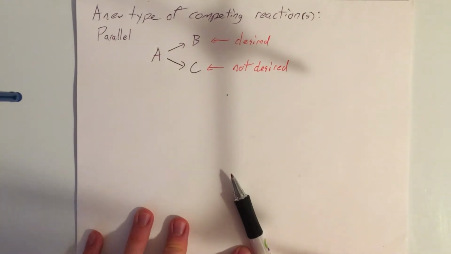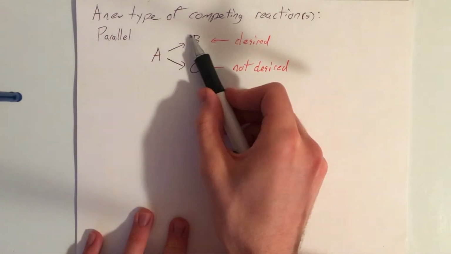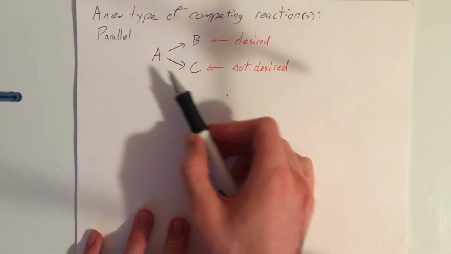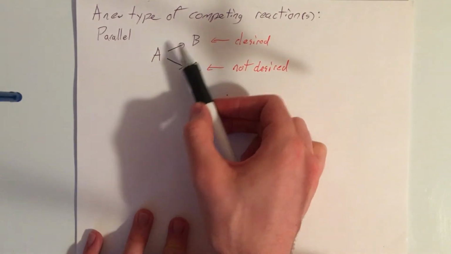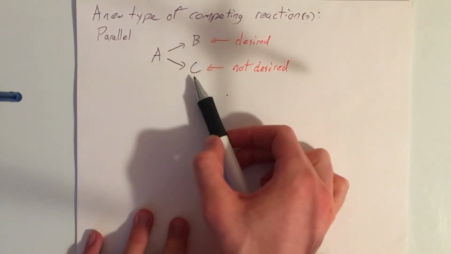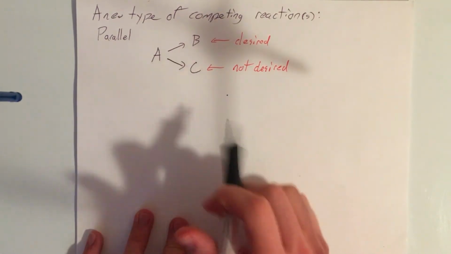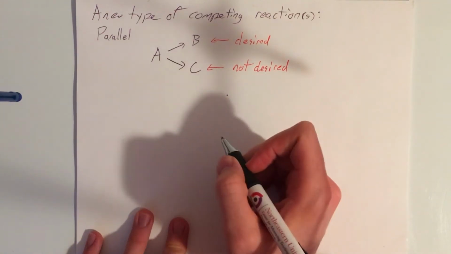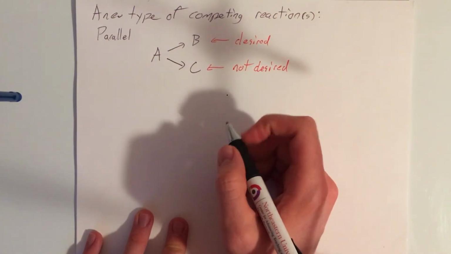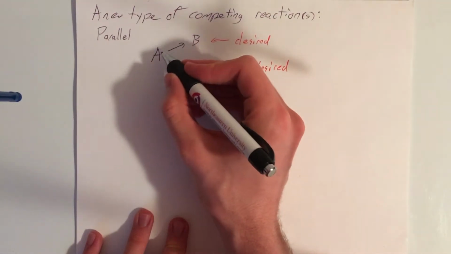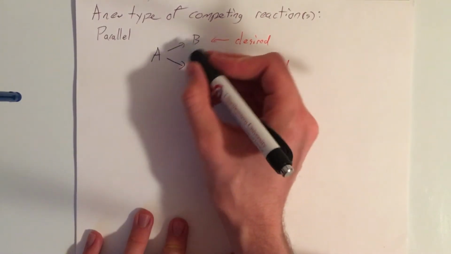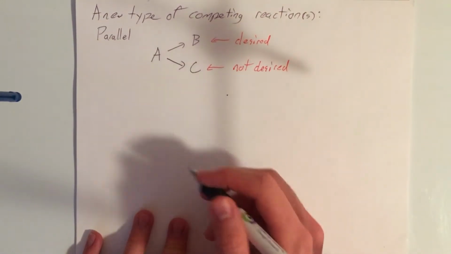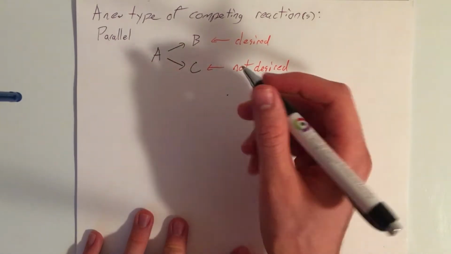So you could imagine, 2A going to B while 3A go to C, or 1A goes to 2B, or 1A goes to 3C, something like that. So we could have any number of, any order of these reactions. And also, we could potentially have A going back and forth reversibly with B or irreversibly with C.